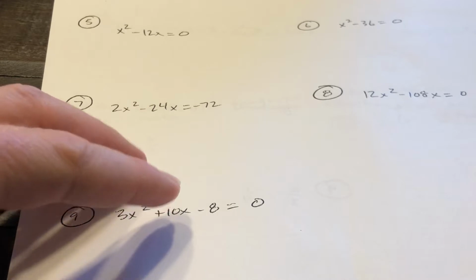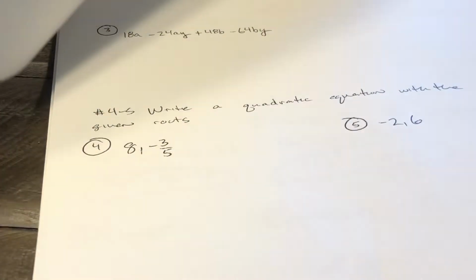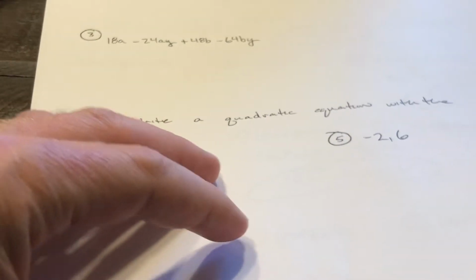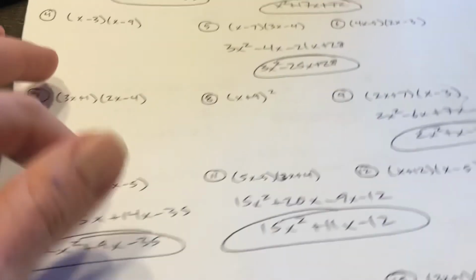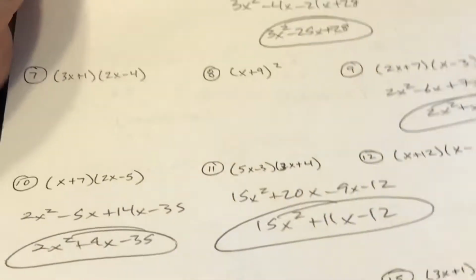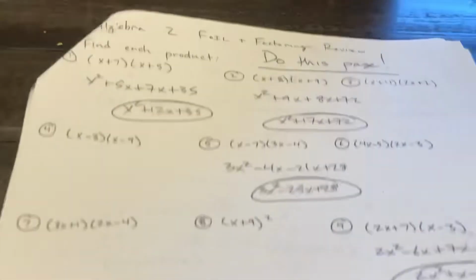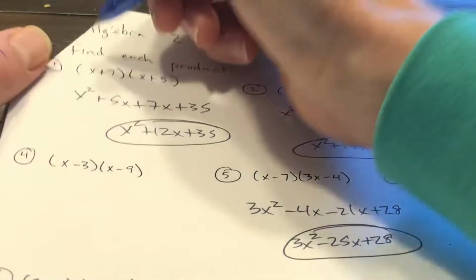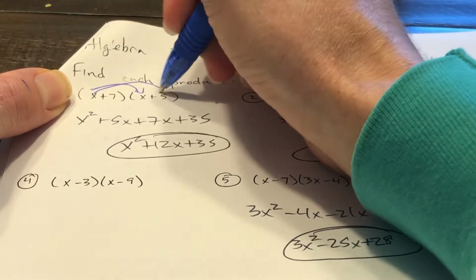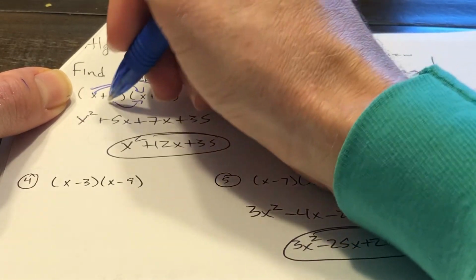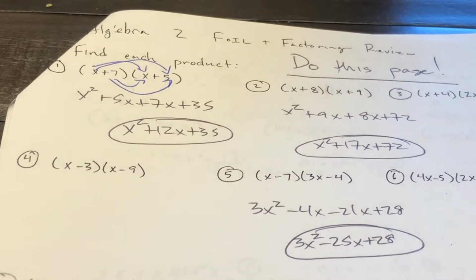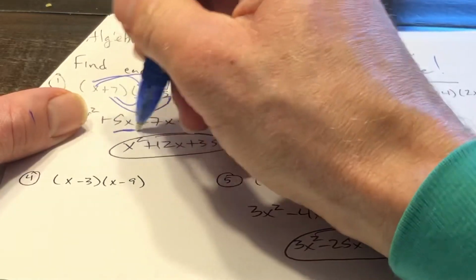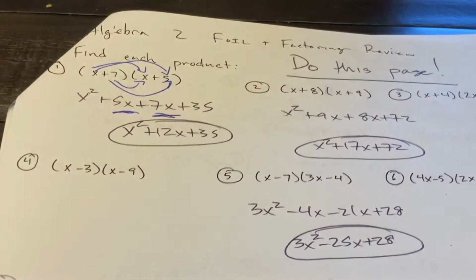All right, and as we continue, we'll talk about, so we got some new stuff there. Those solving equations shouldn't be that new. And look at that, a FOIL and factoring review starting on page 26. Again, find each product, first, outer, inner, last. X squared plus 5x plus 7x plus 35. Combine like terms with the 5x and 7x. This is on page 26. Just pause the video. You can find this page.